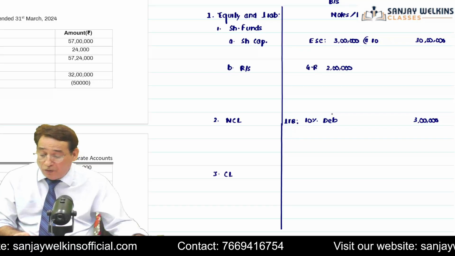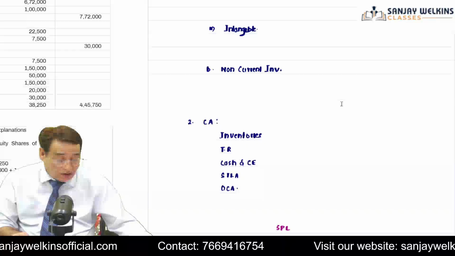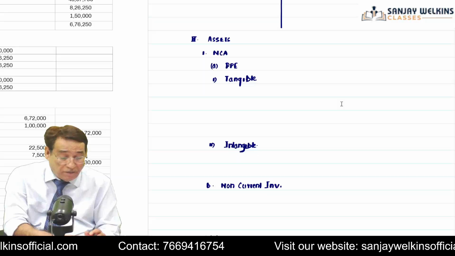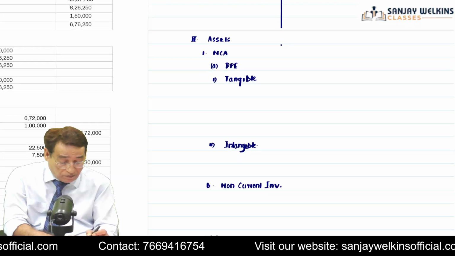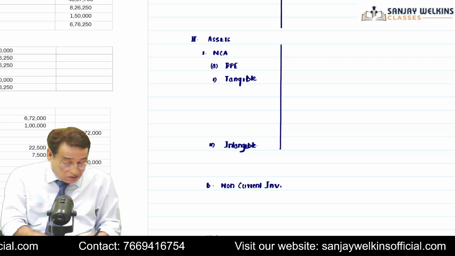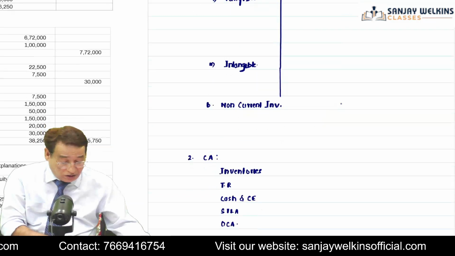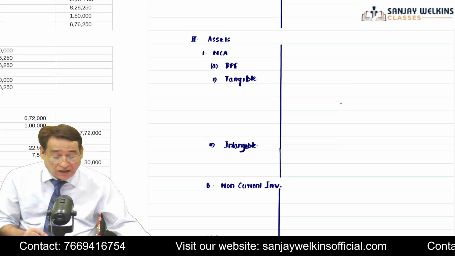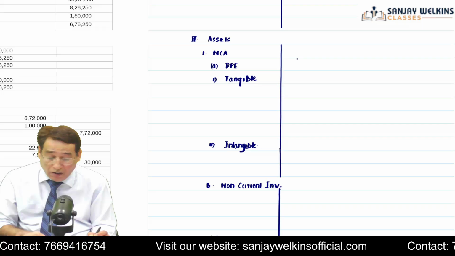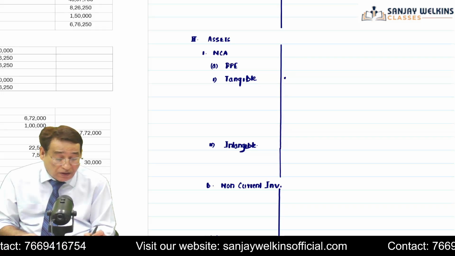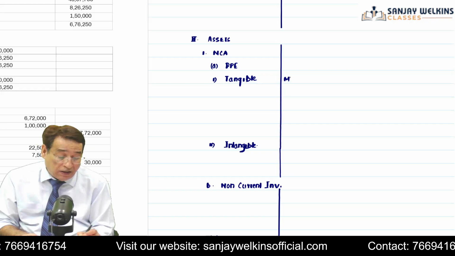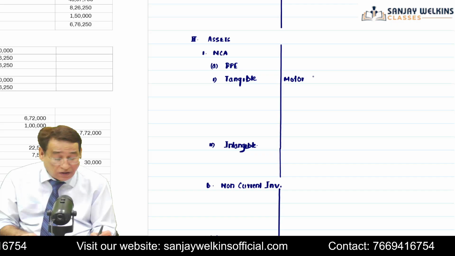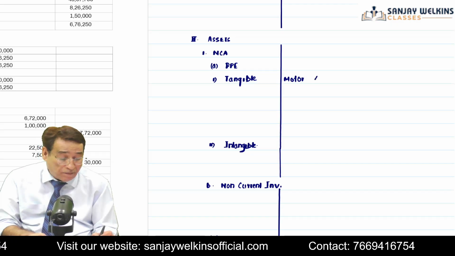Then we have here motor vans, machinery and building. First of all, let me come over to the asset side. This is my asset side. And under the asset side, first of all, I will be writing motor vans. Obviously, they are tangible, so motor vans is equal to how much? Motor vans is equal to, in this particular case, 4 lakh.